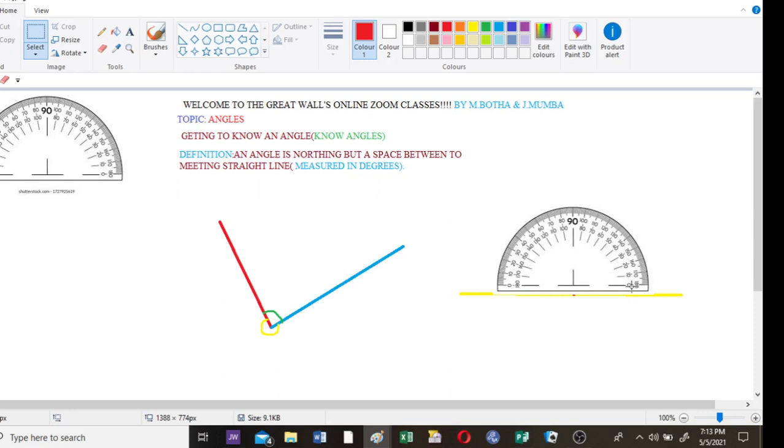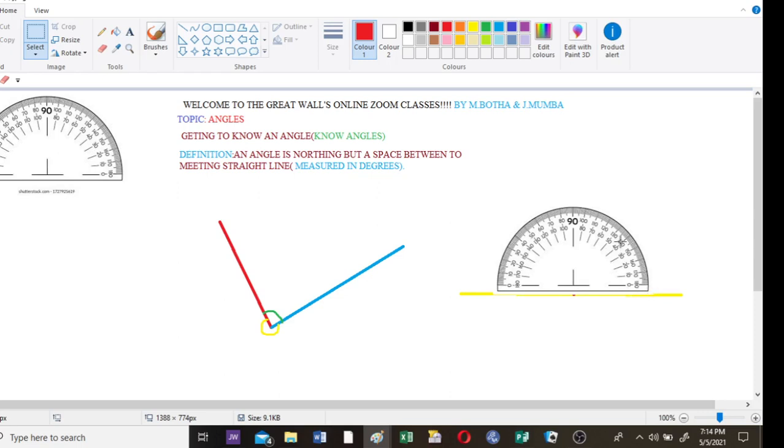When you are counting, you always start from 0. You can't start from 180. So that makes sense to reason in that way. So we are using the inner scale, this one. So how do we measure? You start counting from 0 here, using the inner scale. This is your line where you are measuring an angle from.